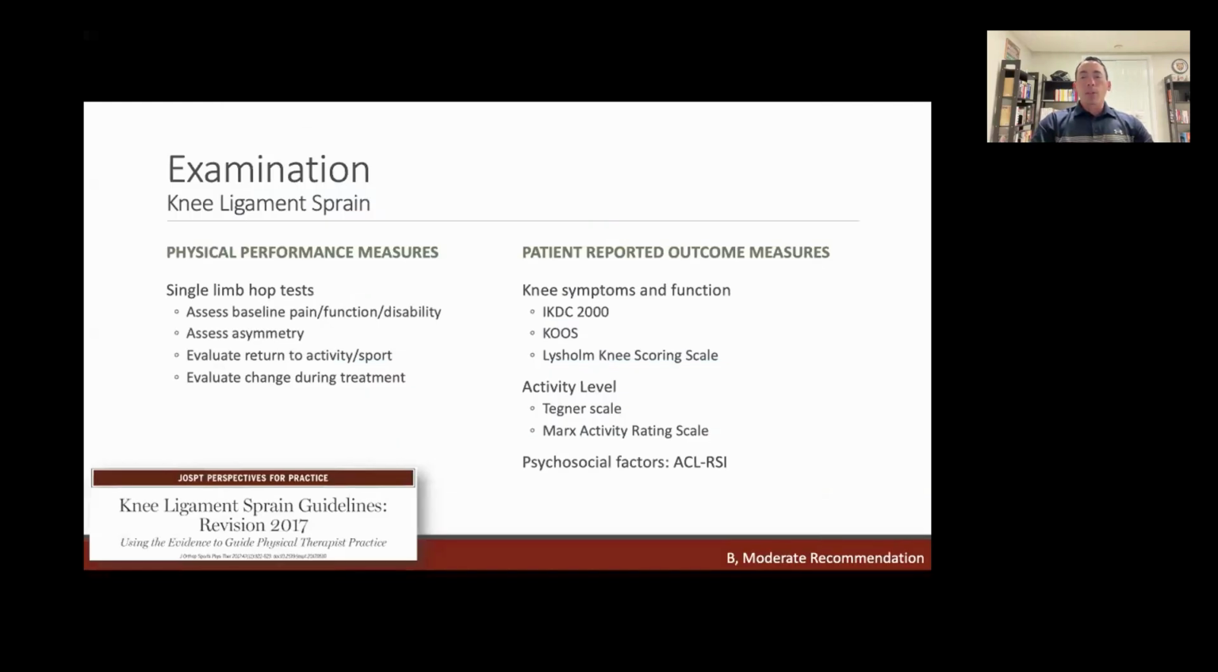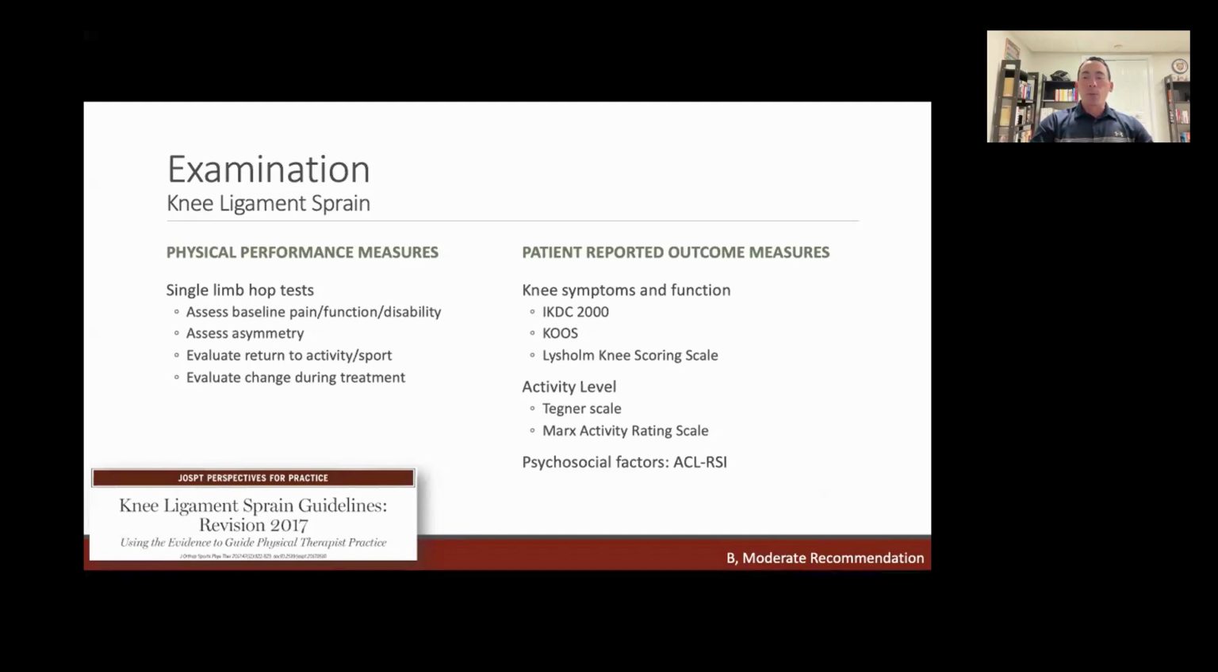So it's important to also assess physical performance in patients with knee ligament sprains. Hop testing is a practical physical performance measure that assesses strength, neuromuscular control, and confidence. Single leg hop tests are the most common hop tests utilized to assess baseline pain, function, and disability, assess symmetry with regard to the unaffected limb, evaluate the patient for return to activity or sports, and also evaluate the effectiveness of treatment programs by measuring changes during treatment.